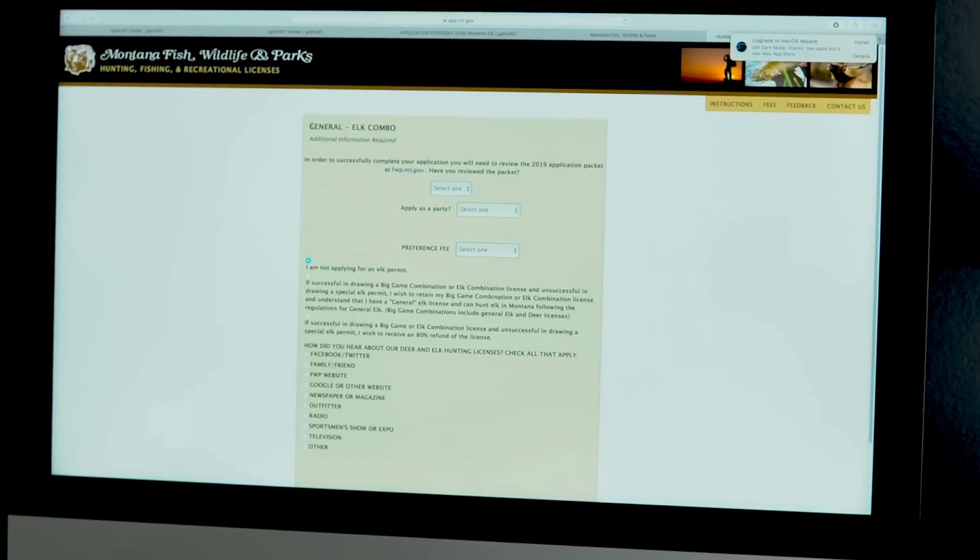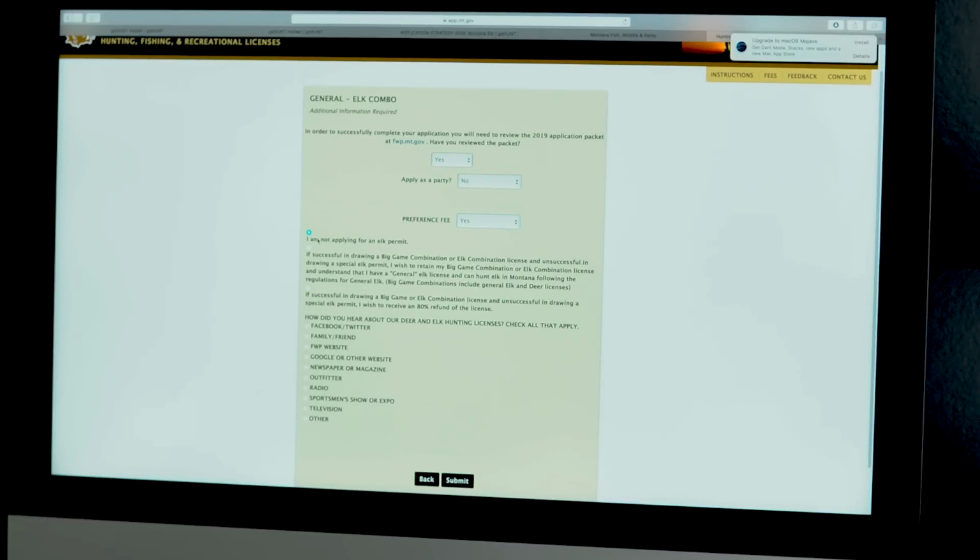Now here's where I apply for the general elk combination license. And again, it's backwards on the site and it confuses so many people when they're applying, and trying to read and understand through the regulations is another nightmare. So have I reviewed the application packet? Yes. Am I applying as a party? No. And do I want to buy a preference point if I'm unsuccessful? Again, this is for the general elk combination license. I'm going to say yes. If I don't draw that permit or the license this year, next year I'll have 1 point and should be guaranteed. Now I have 3 options.